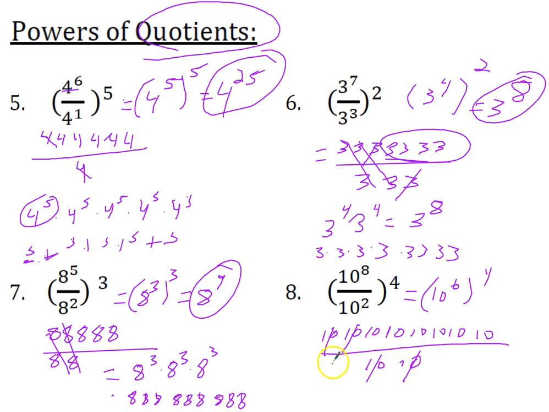Now I'm going to make 4 copies of that. So it'll be 10 to the 6th times 10 to the 6th times 10 to the 6th times 10 to the 6th. So each one of these represents actually 6 10s. So I have 6 plus 6, which is 12, plus 6 more, which is 18, plus 6 more, which is 24. So my final answer is going to be 10 to the 24th.